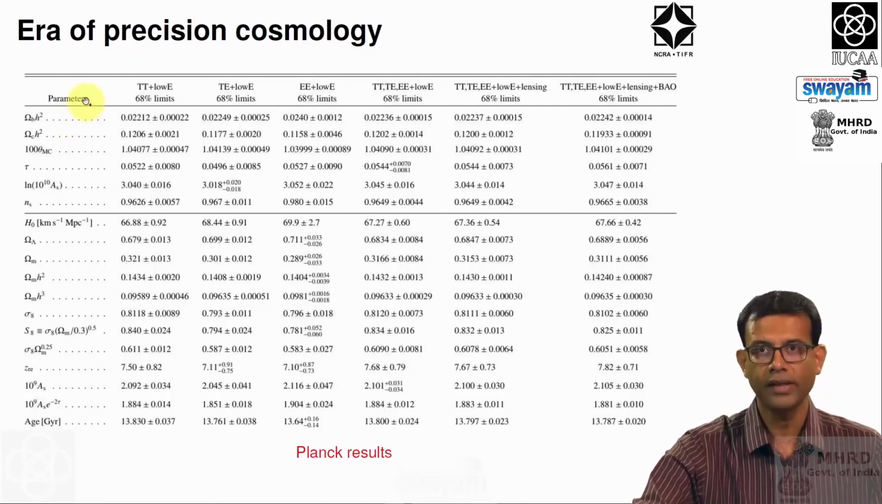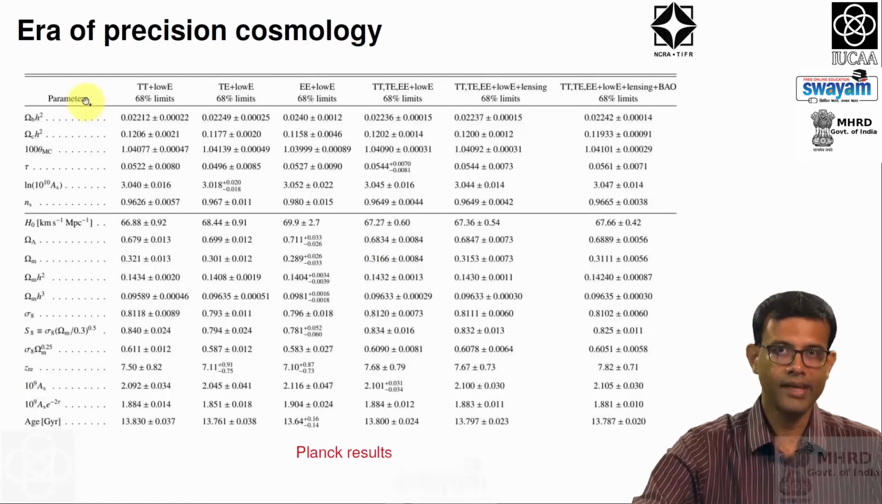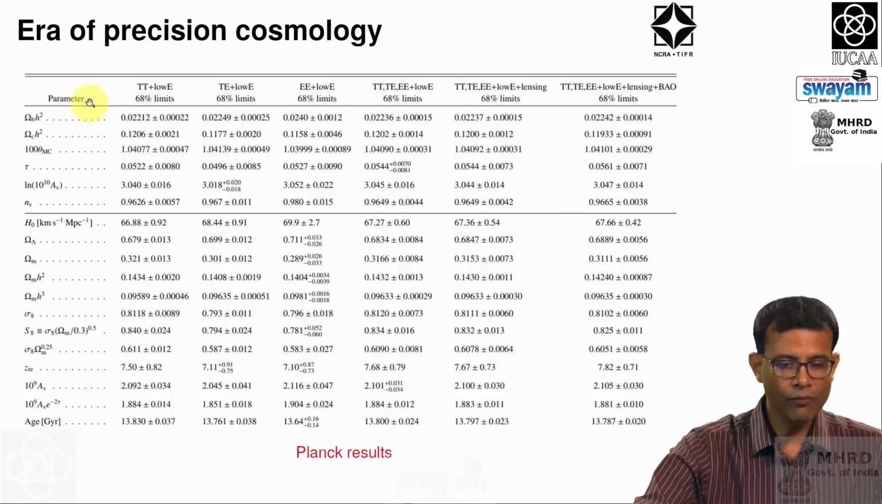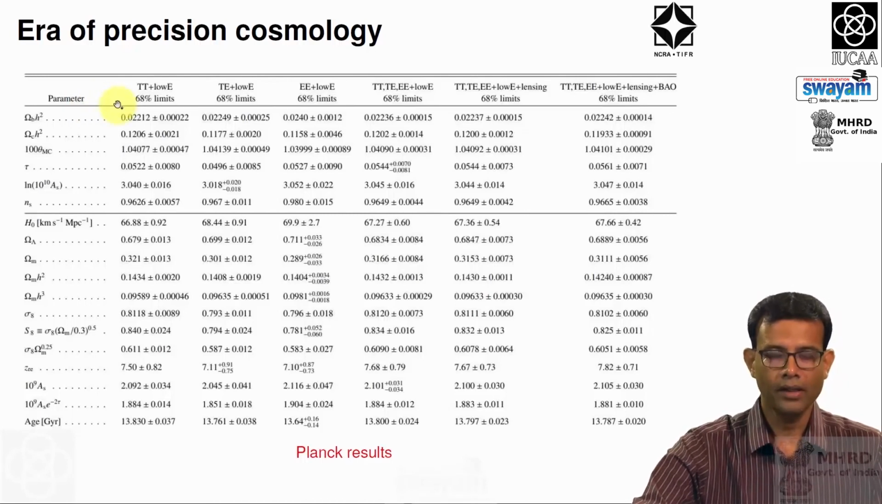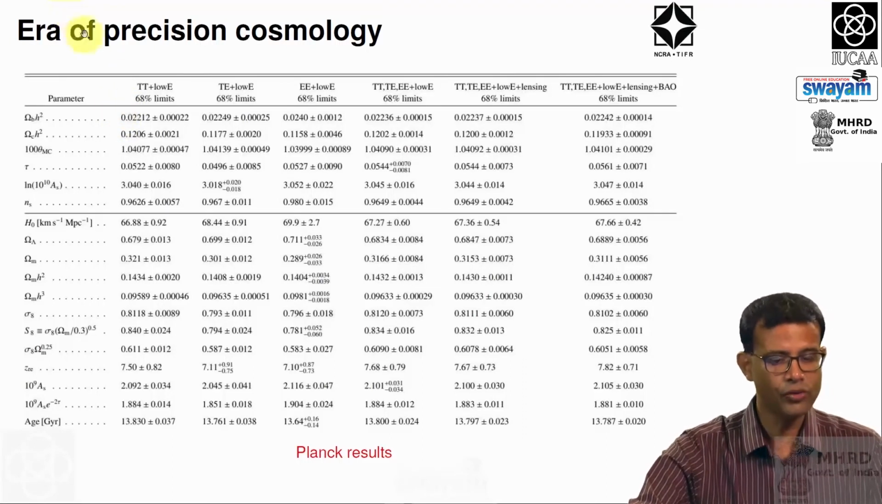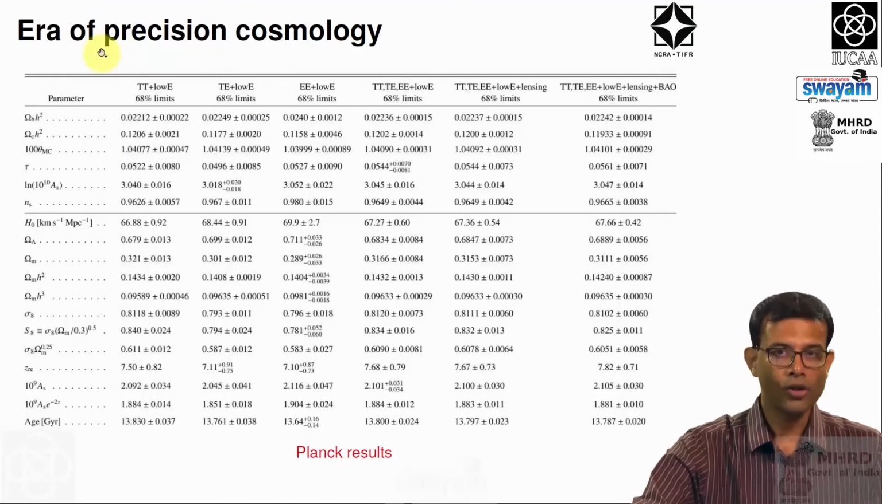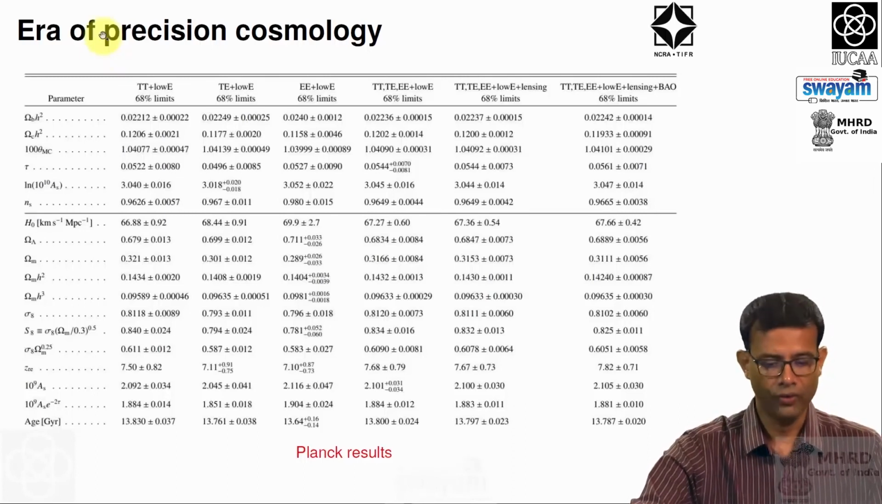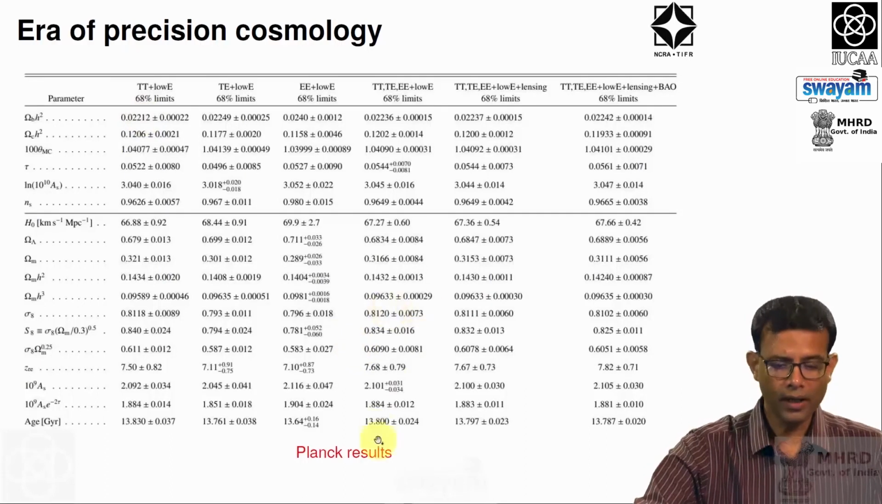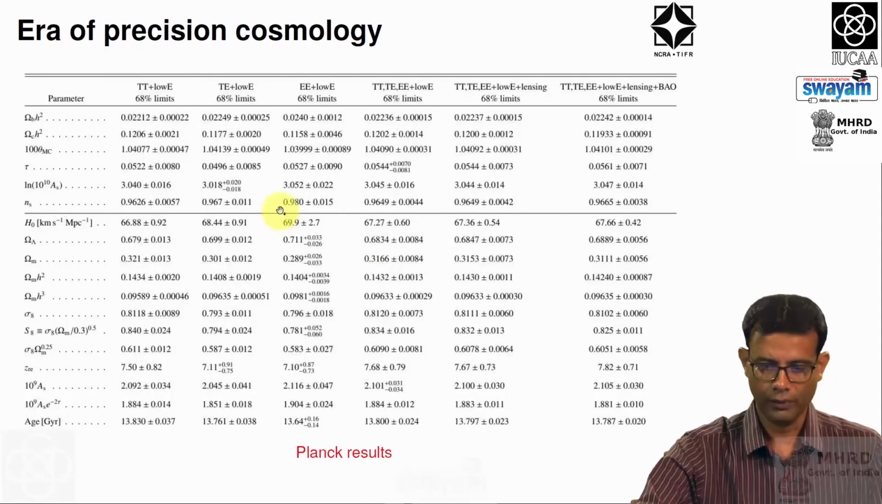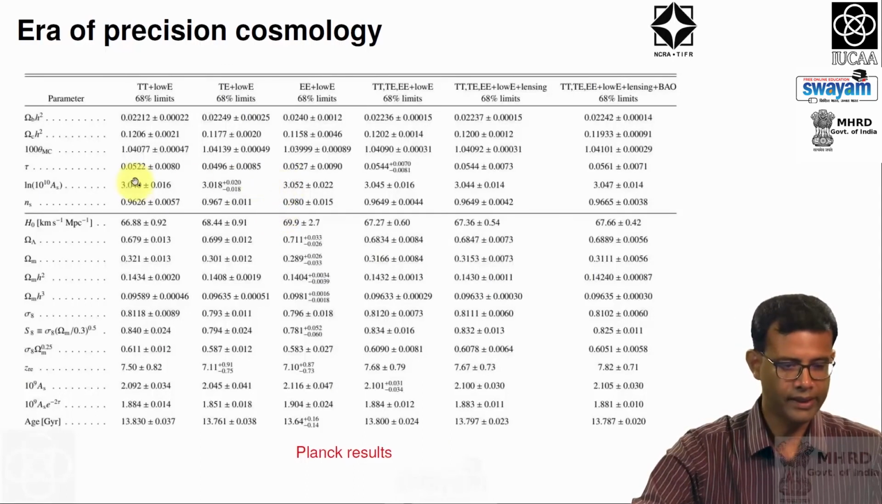All this information is actually hidden in the CMBR signal. So, one would then like to constrain these parameters by matching the theoretical model with the CMBR observations. This has given rise to what we call the era of precision cosmology, because now the cosmological parameters are being measured to a very high degree of accuracy. What I have shown here are the Planck results, which came out last year basically.